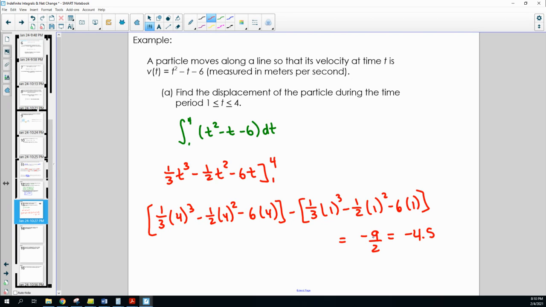So remember that displacement can be negative, and that just means that your particle is to the left of where it started. So since it's negative 4.5, my answer would be 4.5, and in this case it's meters, but I'm going to say to the left. All right, so since I know it's negative, I know that it's going to be 4.5 meters to the left.